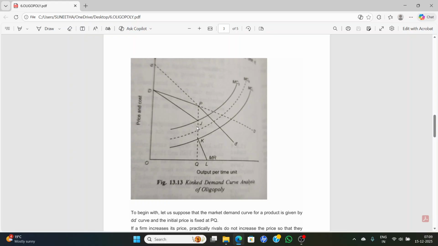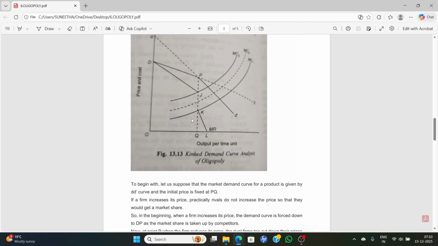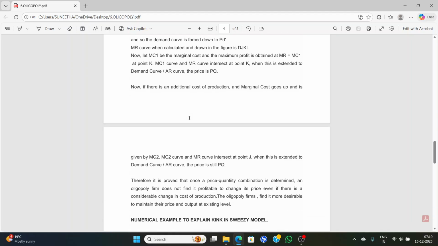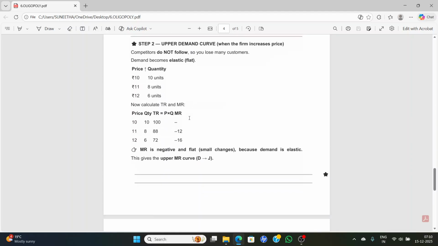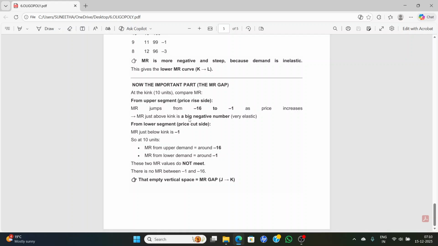So this is the kinked demand curve. As you see in this graph, though the cost of production increases, the price still remains constant. Firms do not increase their price even though the cost of production goes up, and they resort to other methods like advertising to increase their sales, and that is oligopoly competition. And that ends the video lecture on oligopoly.